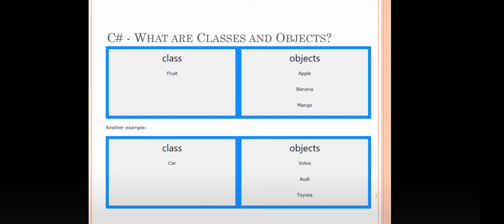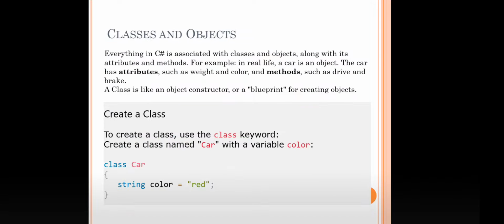Then the classes and objects. Class, like here we take an example of fruits. The fruit is the class and its objects are inside the fruit, which includes apple, banana, mango, pineapple, cherry, etc. Another example is cars. Cars can be any type of car, but car is the class and its objects are Volvo, Audi, Toyota, and many other companies.